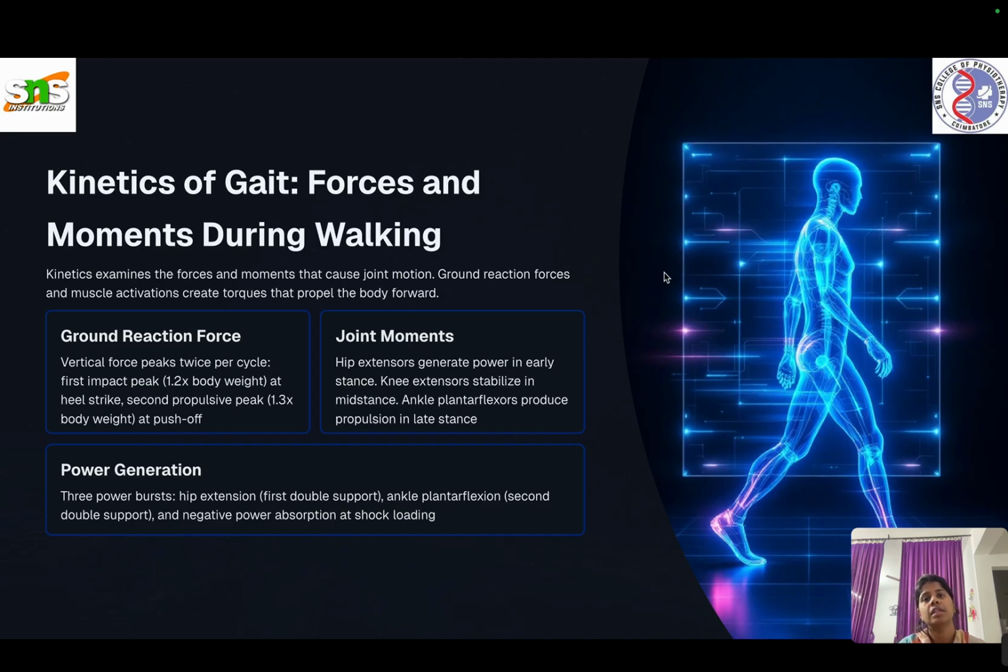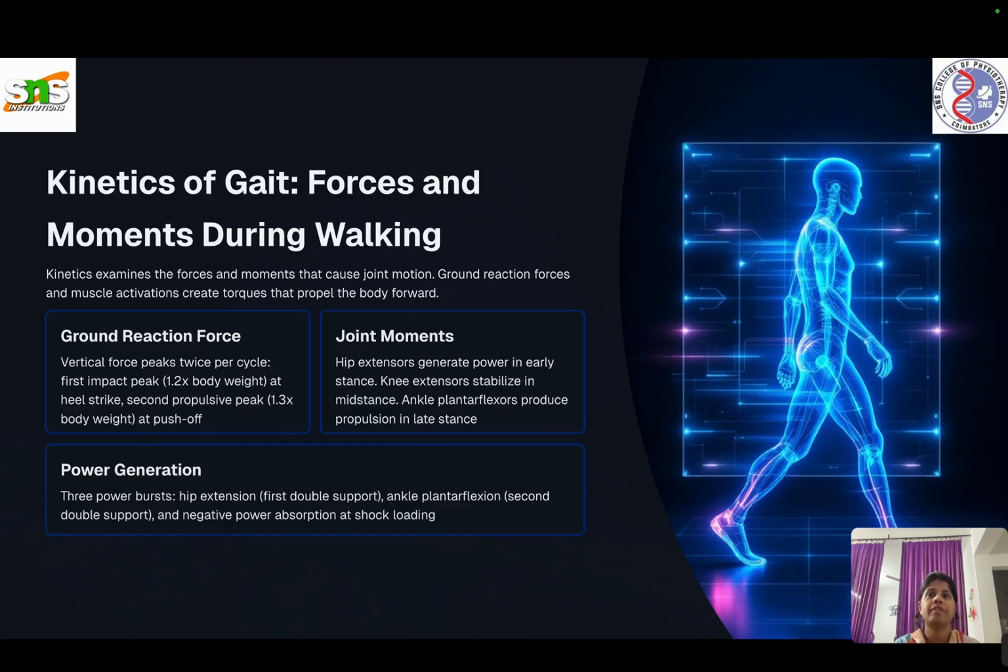There are also determinants here. Determinants like pelvic rotation and knee flexion make walking efficient. Simply saying, that is the most important thing that makes walking efficient. Gait analysis helps in diagnosis and rehabilitation.